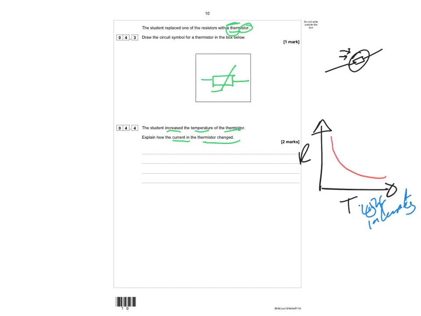So if we increase the temperature, the resistance drops. The student increase the temperature of the thermistor, the resistance drops. We've got to explain, so we've got to give some reasons for it. The resistance drops, therefore the current must increase. So that is what happens, and that is our explanation for why.